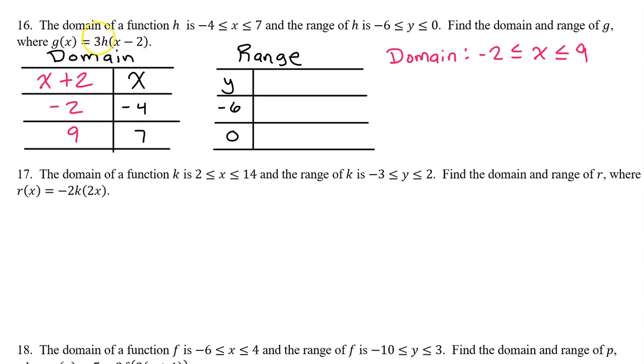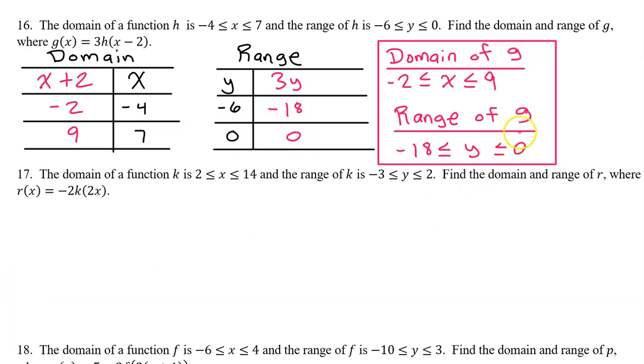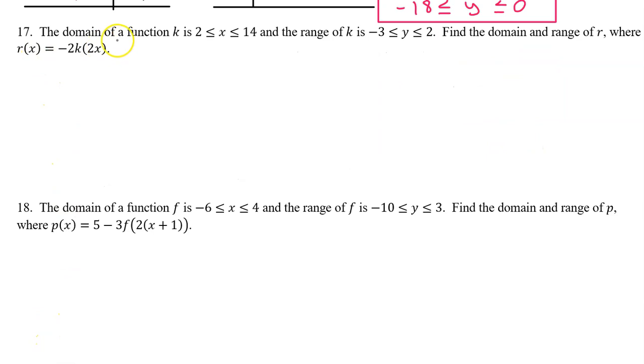This is a vertical dilation by a factor of 3, so I can find new y values using the expression 3 times y. 3 times -6 is -18, and 3 times 0 is 0. So the range of g is -18 is less than or equal to y, which is less than or equal to 0. Number 17, here's the domain and range of the original function k.